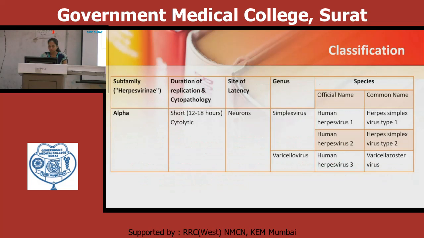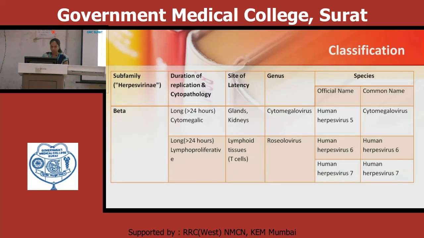Classification of herpes viruses: the family Herpesviridae has subfamilies alpha, beta and gamma. In the alpha subfamily, duration of replication is short, 12 to 18 hours, and cytopathology is cytolytic. Site of latency is neurons. Genera are simplexvirus and varicellovirus; species names are the official name and common name. In simplexvirus, human herpes virus 1, common name herpes simplex virus type 1, and human herpes virus 2, common name herpes simplex virus type 2. In varicellovirus, human herpes virus 3, common name varicella-zoster virus.